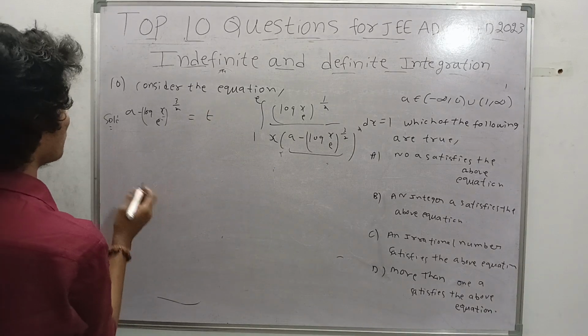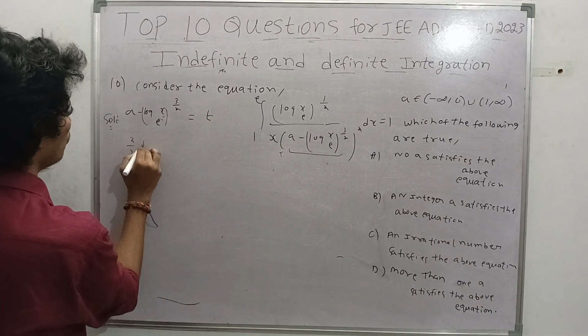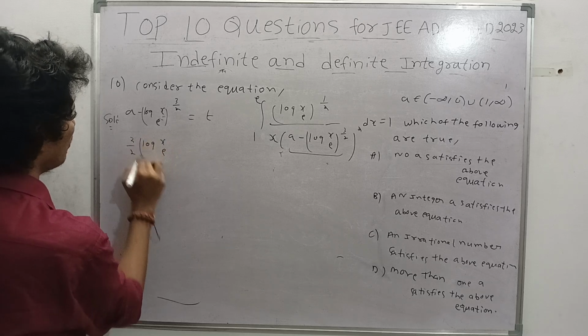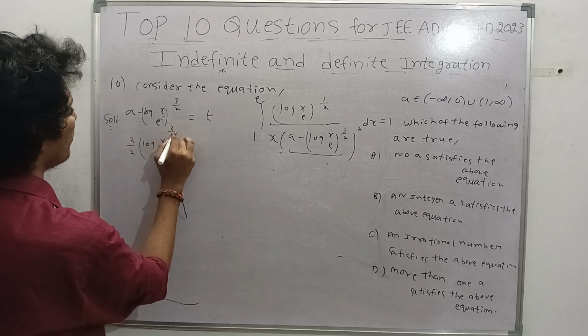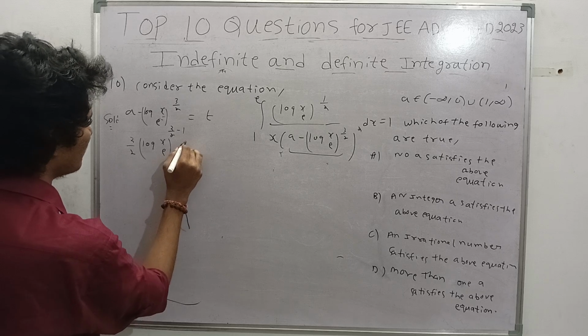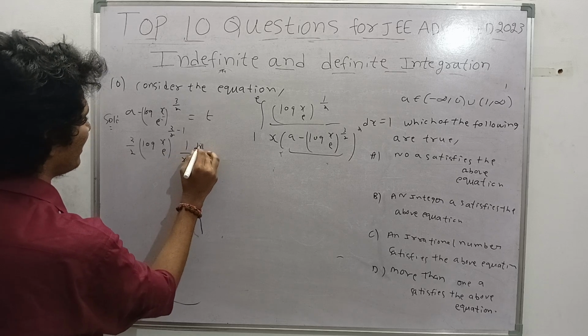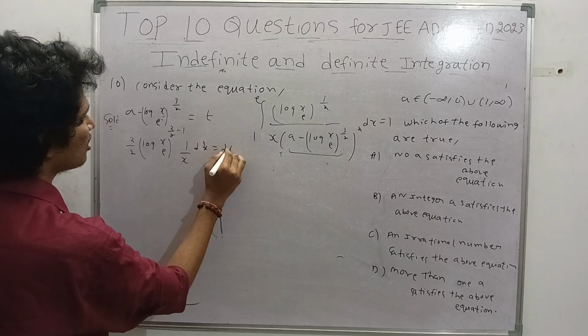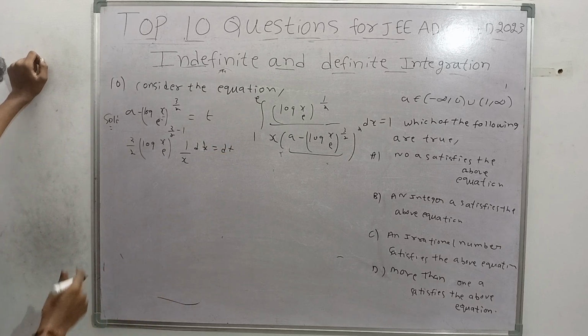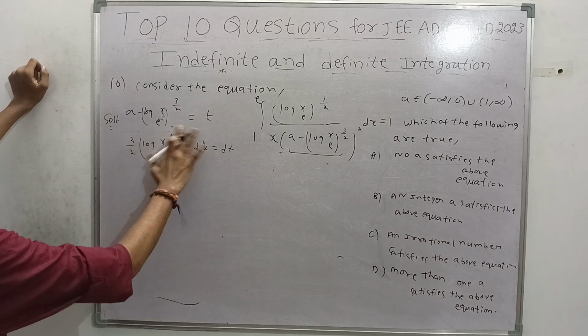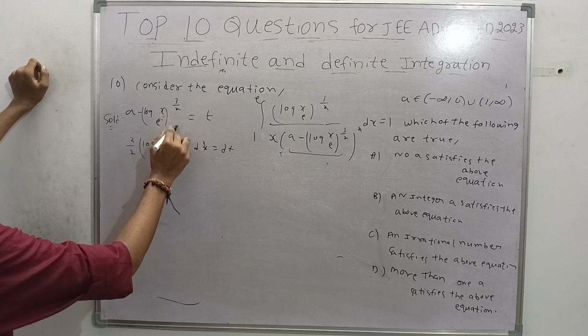Now what will I get for the differentiation part? I will get 3 by 2 (log x base e) whole power 3 by 2 minus 1 into, what is the differentiation of log x, 1 by x dx equal to dt. Now observe carefully. 3 by 2 minus 1. What is 3 by 2 minus 1? It will be 1 by 2.